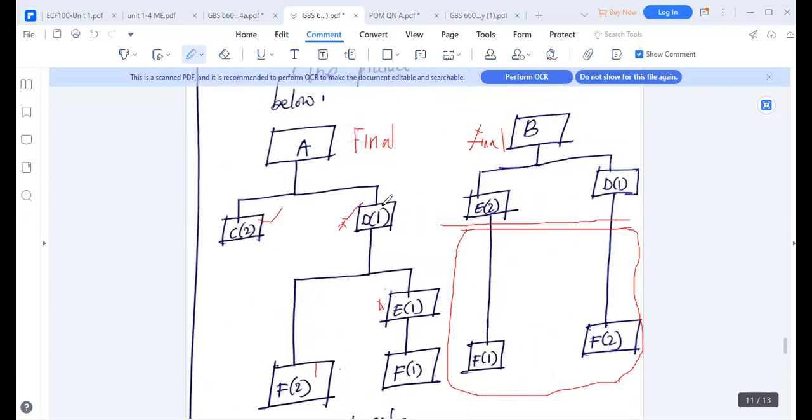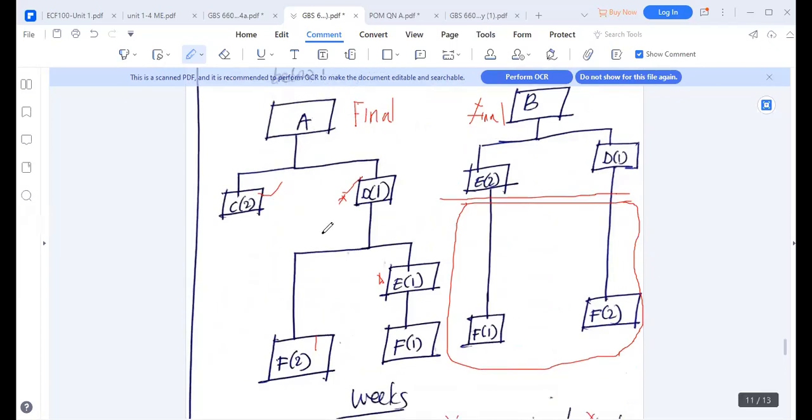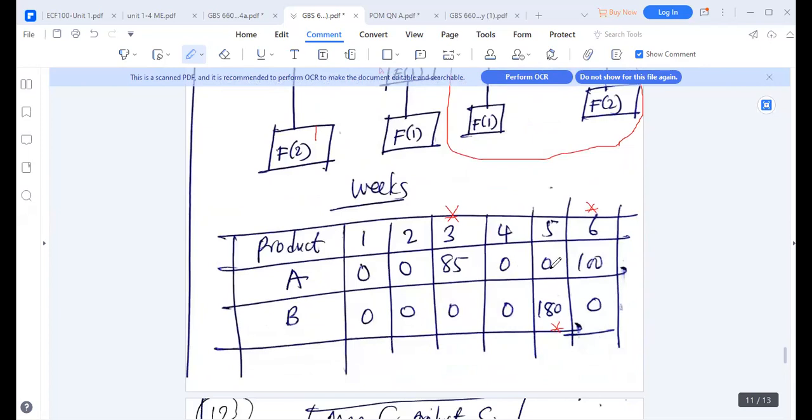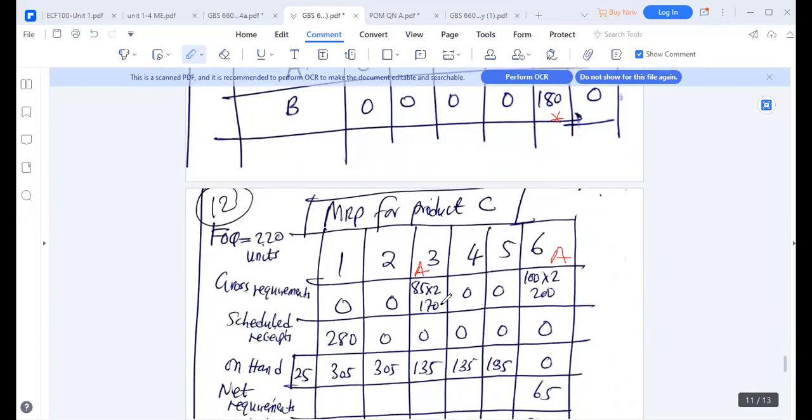The structure is that C is coming from A, so whatever is coming from A, you multiply by 2. So we are getting the 170 and 200. Those are the gross requirements.